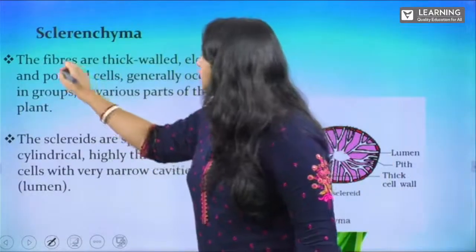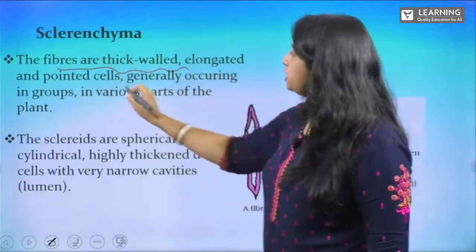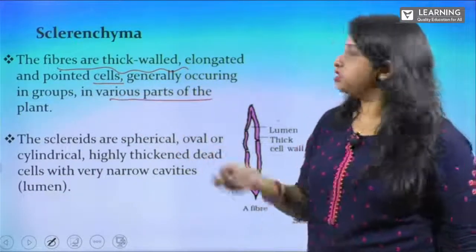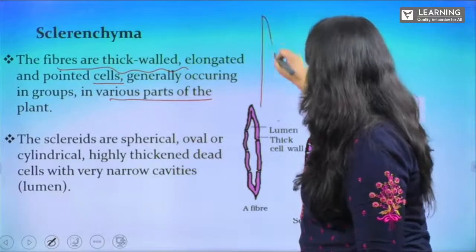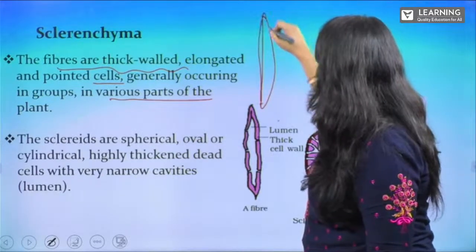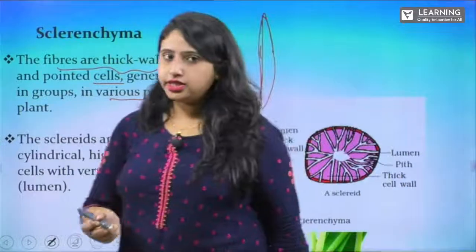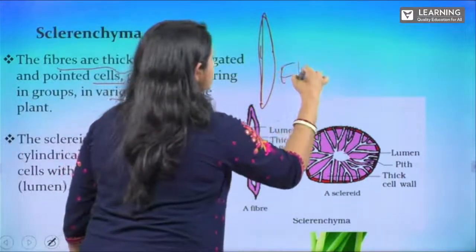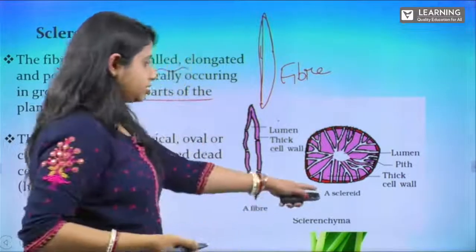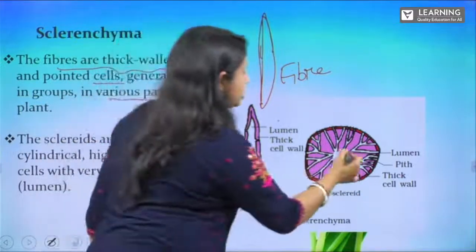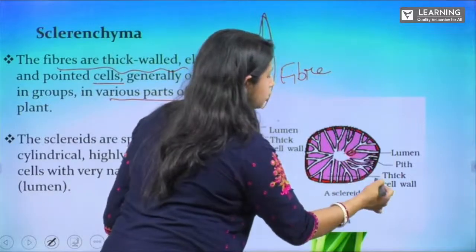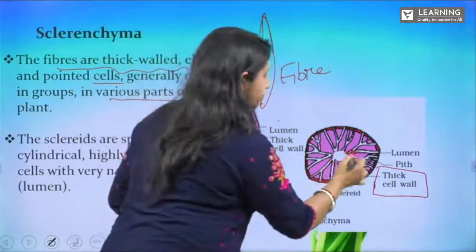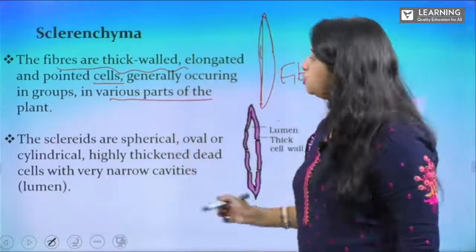Next, let us see. Fibers are thick-walled, elongated and pointed cells generally occurring in groups in various parts of the plant. So how are the fibers? They are generally elongated, as you can see in the picture, and they have a thick cell wall. So this is your fiber and this is your sclereid. Here you will see the pith. This portion is called the pith, and they have a thick cell wall, and this is your lumen. So these are the two types.